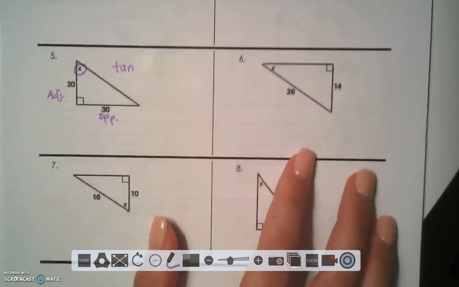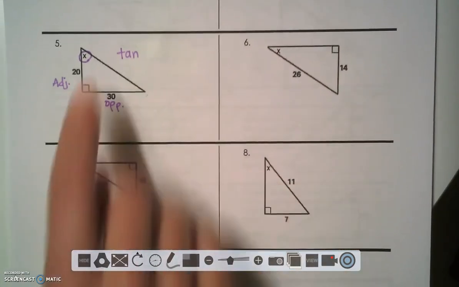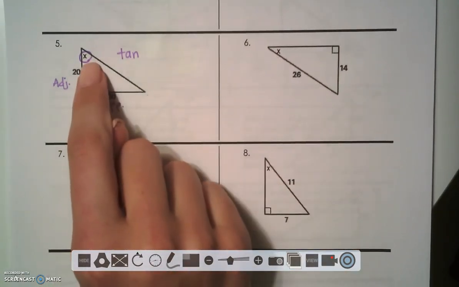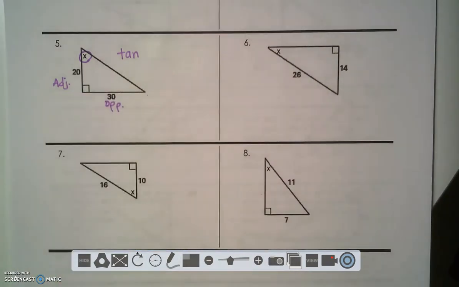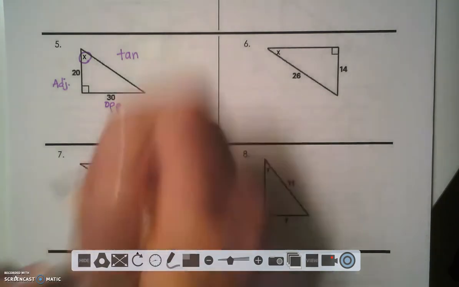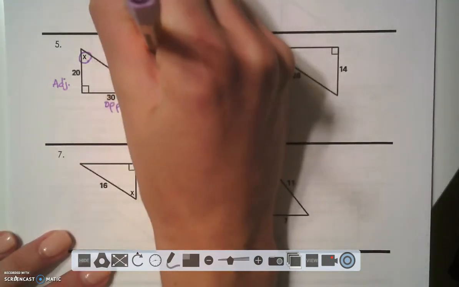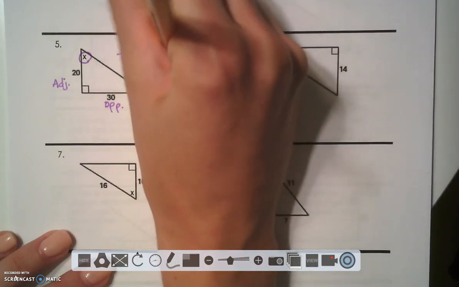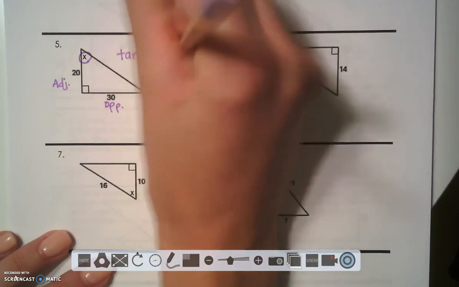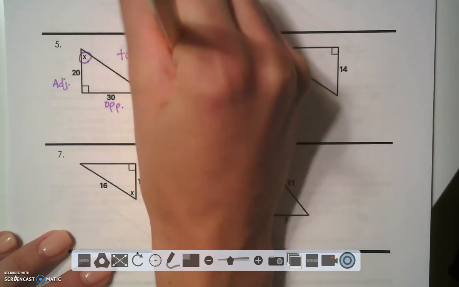Different from finding the missing side length, we don't know that angle measure. However, we're going to still start with that angle measure and talk about this being the opposite side and the adjacent side. So that's a tangent feature. Okay. We'll have the tangent of x equal to opposite 30 over 20.